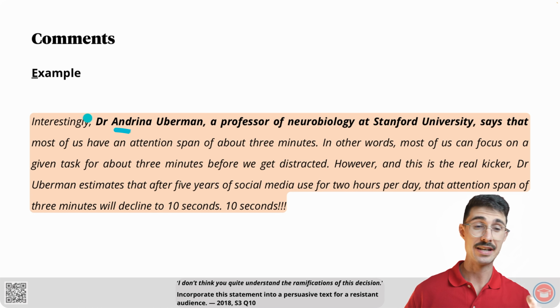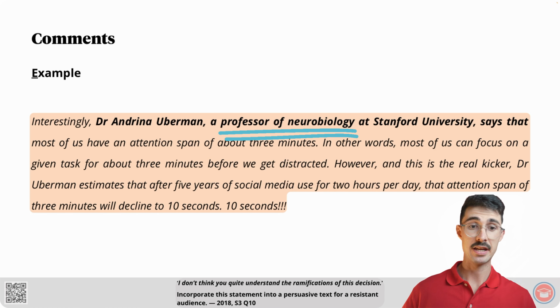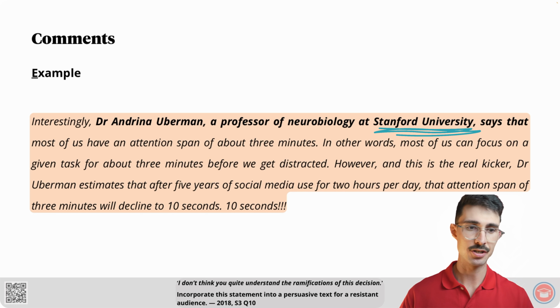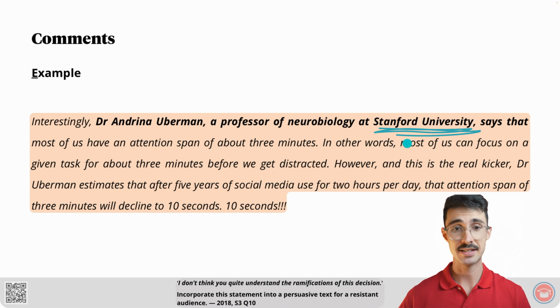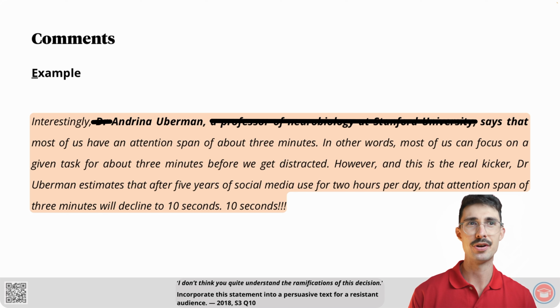In this example, I would say it's 3 things. Firstly, the title of a doctor implies that someone is very knowledgeable in this given field. Secondly, we have the occupation of being a professor of neurobiology. And thirdly, we have the fact that Dr. Andrina is a professor at Stanford University, which is a prestigious Ivy League college. If this example just read, interestingly, Andrina Uberman says that most of us have, and so on and so forth, this opinion would not be an expert opinion. It would just be an opinion because we don't know what makes this person qualified to comment on the topic.